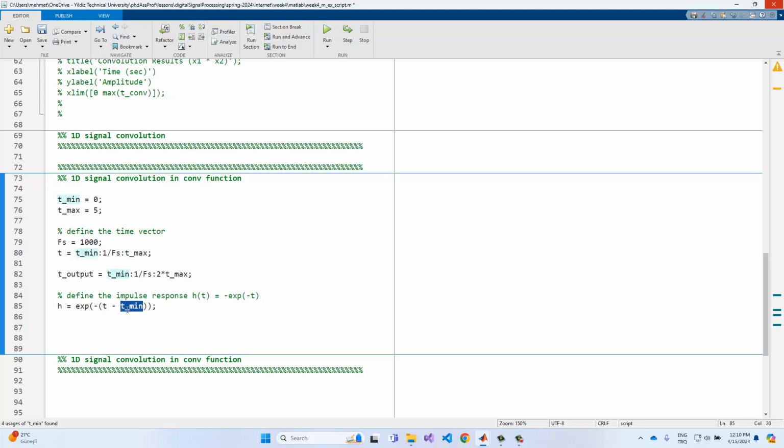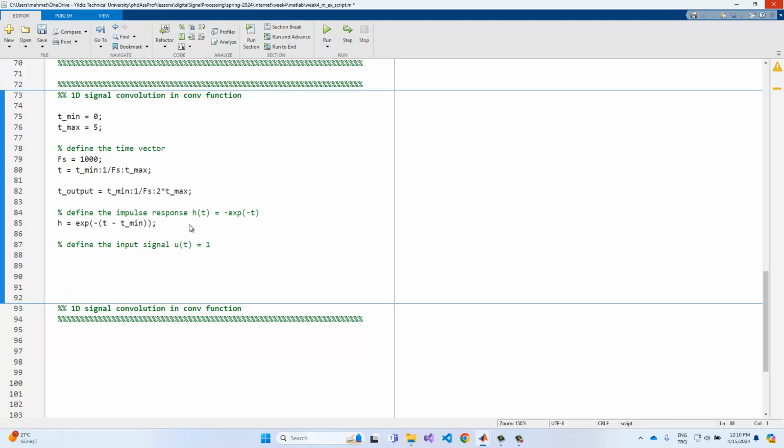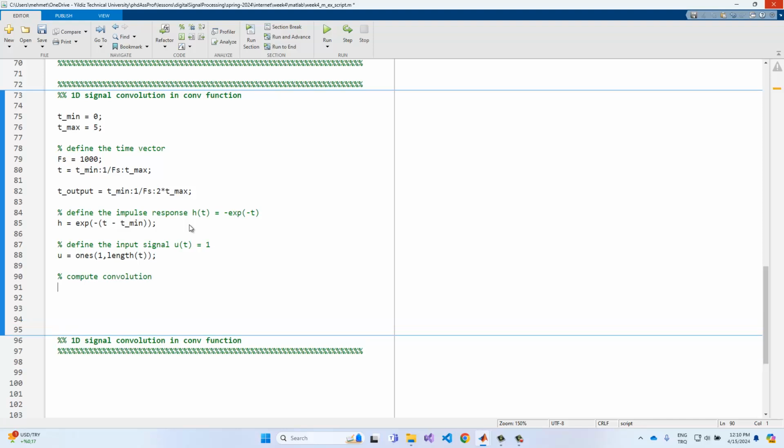We can remove these terms, but if we want to apply any other values, such as that, we can assign the t min equal to 2, and then we should apply this algorithm in here just like this one. Okay, and also we can define the input signal. For example, u(t) is equal to 1, a unit step function, created with the ones and the length of t.